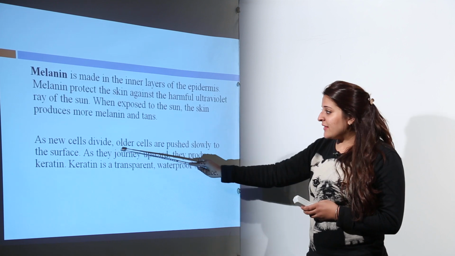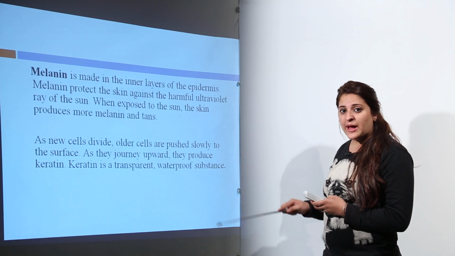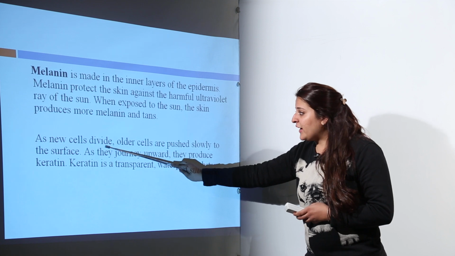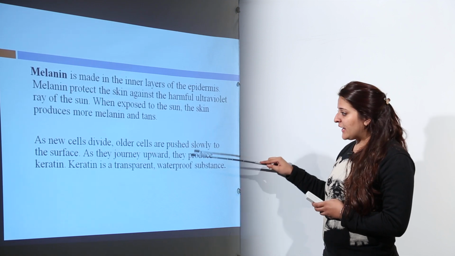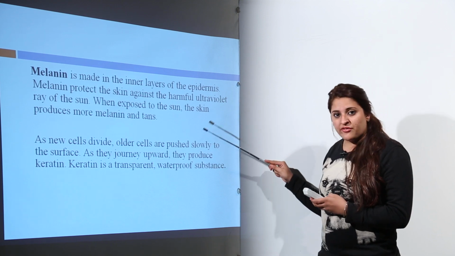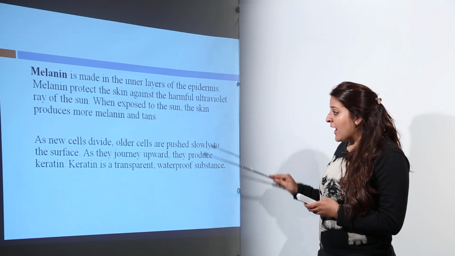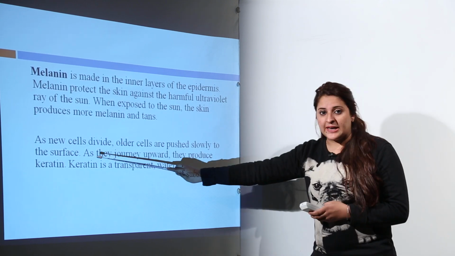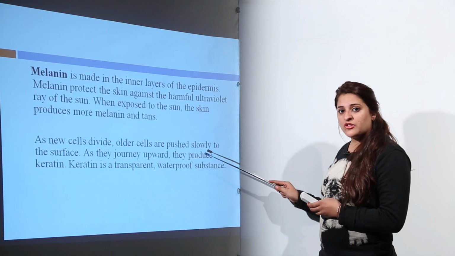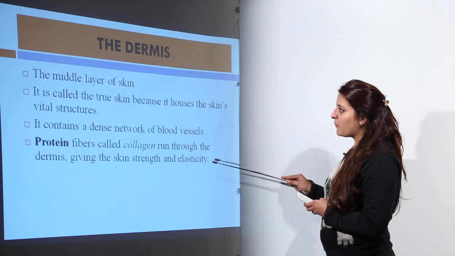Now, the cells of the stratum spinosum beneath the outer layer of the epidermis divide continuously so that they can replace the cells upward. When the cells of the cornified epithelium are replaced by cells from the spinosum or granular layer, they produce keratin. Keratin is a transparent and waterproof substance which is formed during the replacement of the dead cells by the newly formed cells.